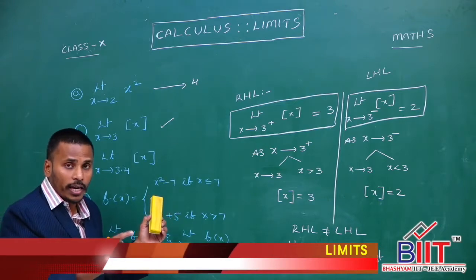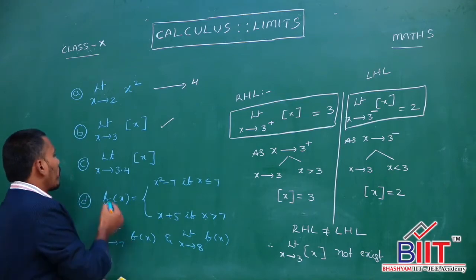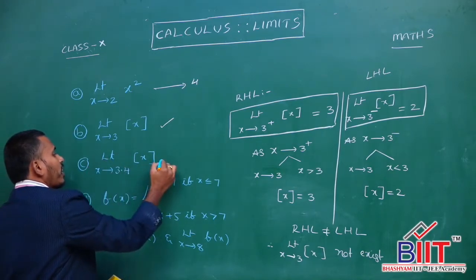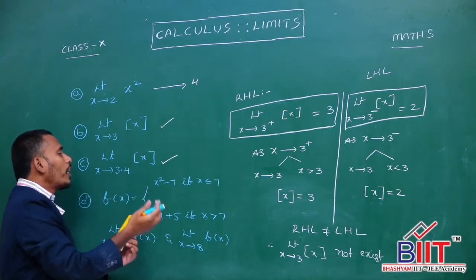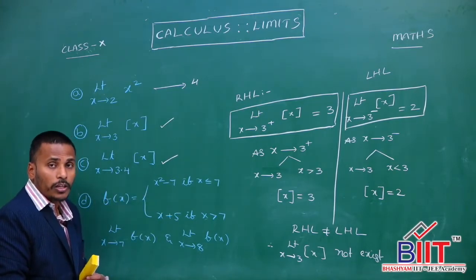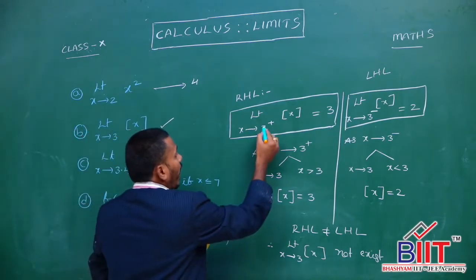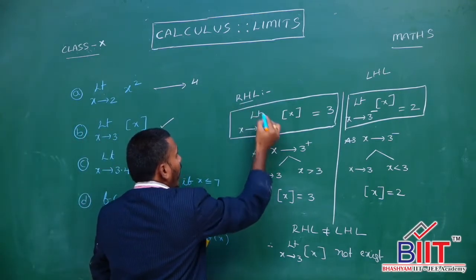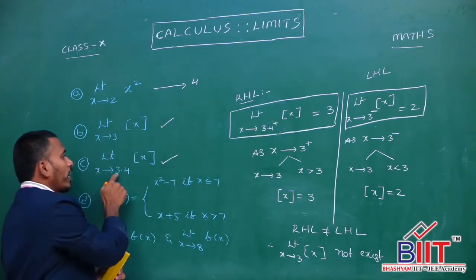At 3, when you analyze, they are not equal, so the limit does not exist. But when you think about some other point, such as x tending to 3 plus, what do you say about the limit of step x? So just look at the problem. Now I need to discuss the right hand limit as x tends to 3.4 plus.